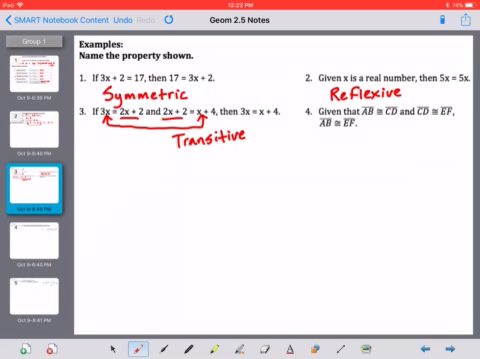All right, number 4. Given that segment AB is congruent to segment CD, and segment CD is congruent to segment EF, segment AB is congruent to segment EF. Again, this is shared. They're cutting out the middleman. So this is not the reflexive property. What am I thinking? That's the transitive property again. And you can use the transitive property for numbers, for equations, for segments. That's why it's so useful in geometry.